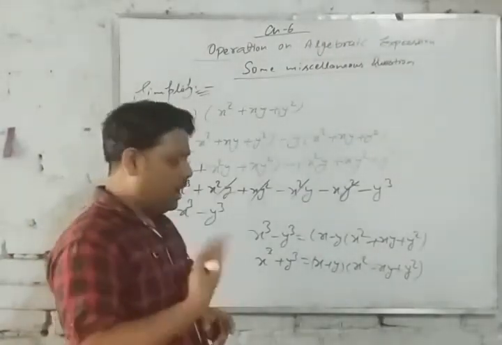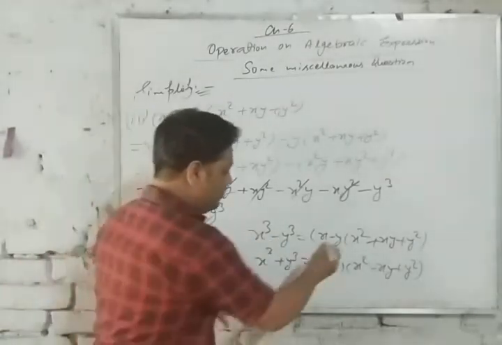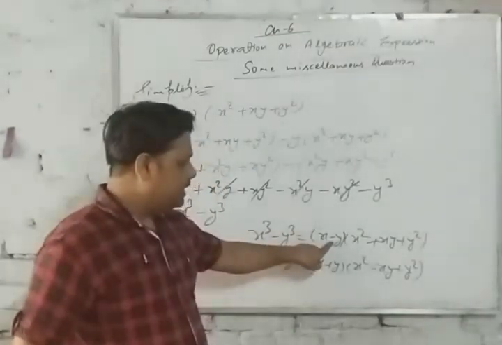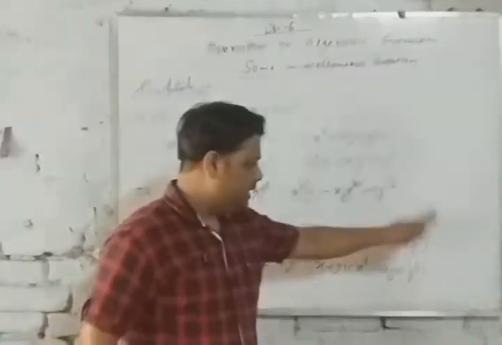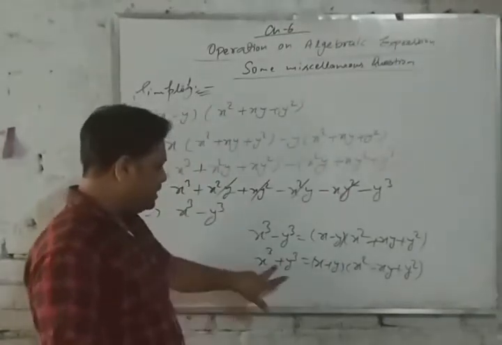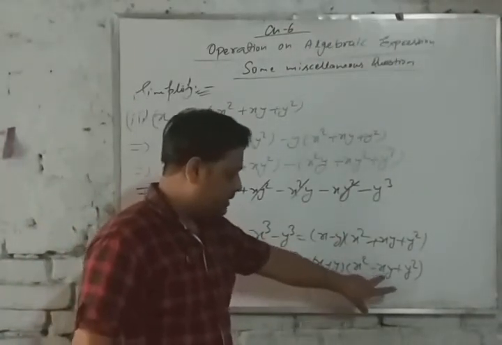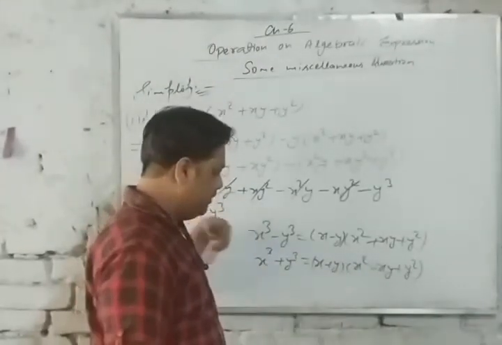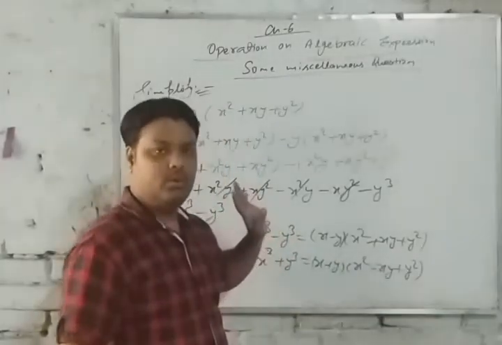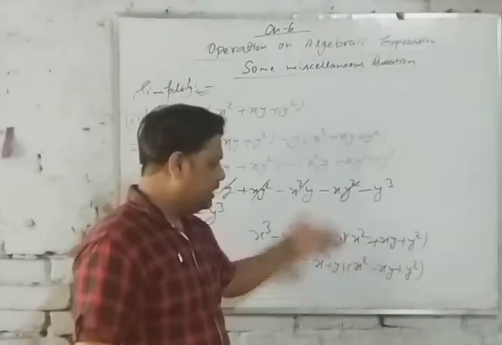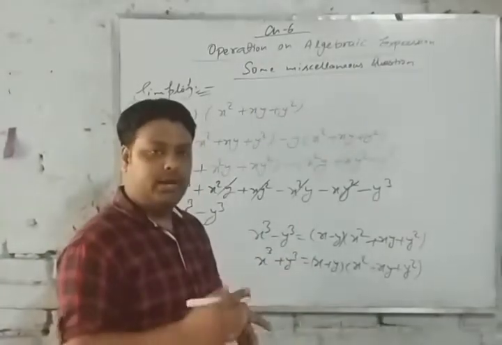Okay, so how do we learn it? At first see, here minus, then only in the binomial there is a minus sign, and in the trinomial there is no minus sign, all are plus. But if here plus sign, then only in the binomial plus sign, and in the trinomial only xy has a minus sign, and every other term has a plus sign. Okay, that is the only difference between the x cube minus y cube and x cube plus y cube identities.